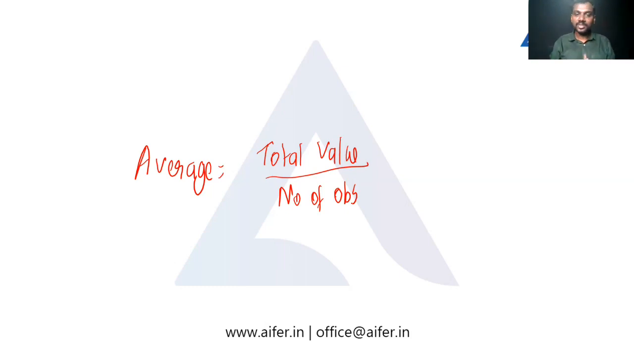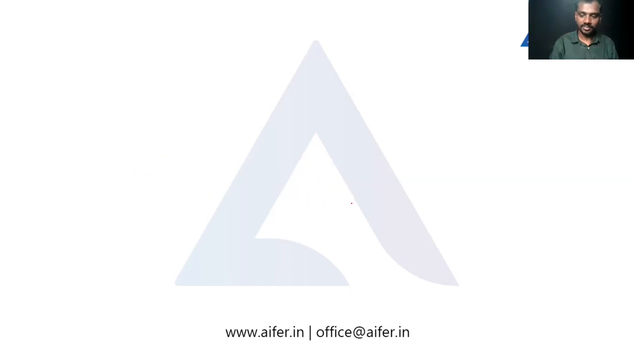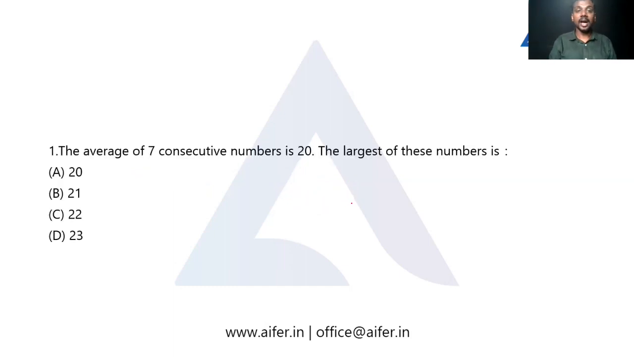So let's try to do the question. Okay, it's an easy one. This is the first question. The average of 7 consecutive numbers is 20. The largest of these numbers is. So in this particular question, it's given that the average of 7 consecutive numbers is 20, and they are asking what the largest of these numbers is. That's the question.